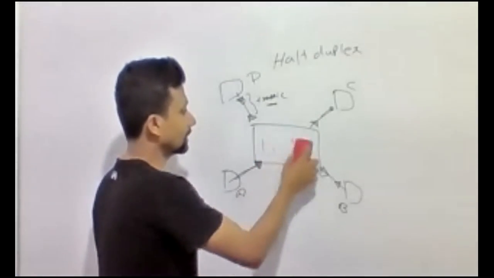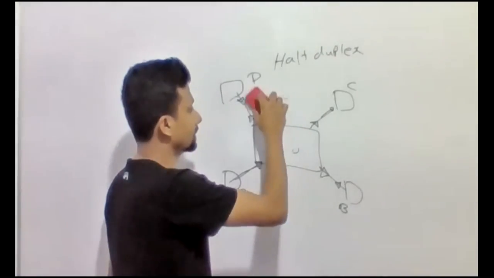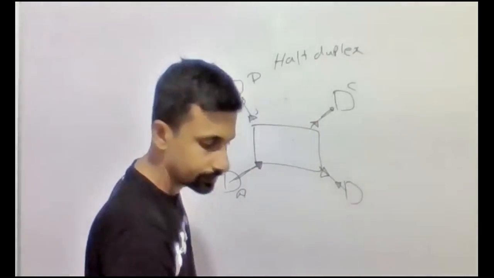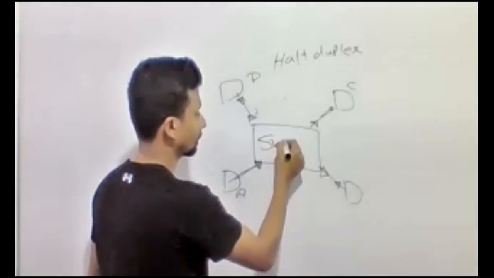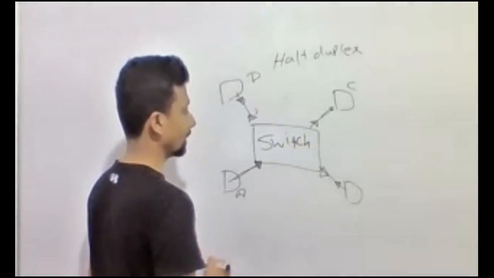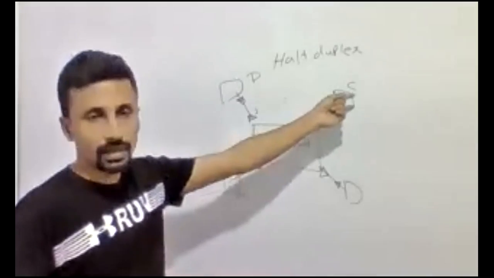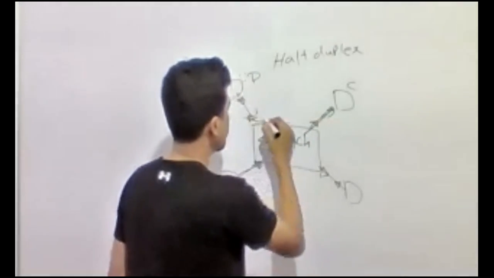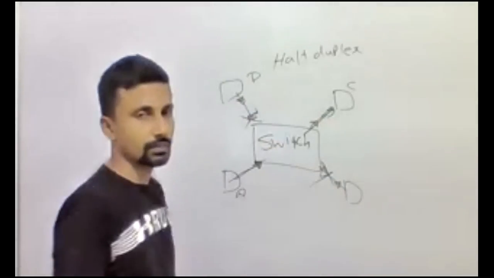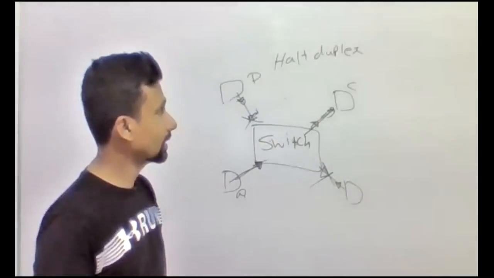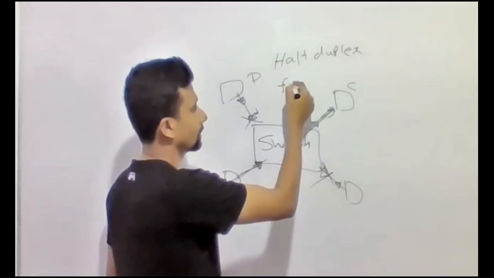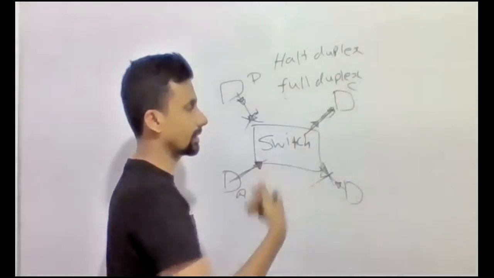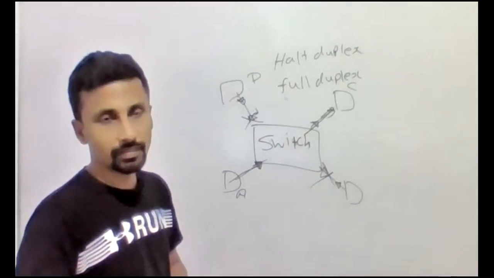But if you are using a switch here, and a computer needs to send some data to the C, it goes directly to that computer without going to these other computers. So we say a switch is full duplex. At the same time, you can send and receive data.